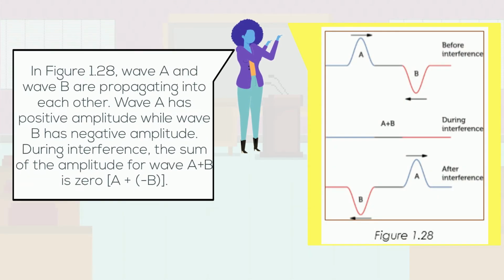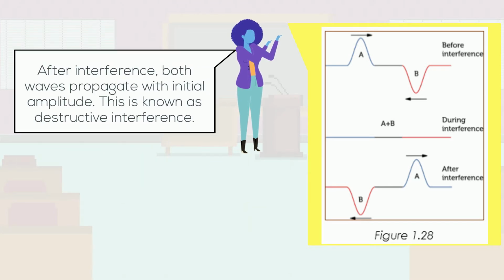In figure 1.28, wave A and wave B are propagating into each other. Wave A has a positive amplitude, while wave B has a negative amplitude. During interference, the sum of the amplitude for the wave A plus B is 0. After interference, both waves propagate with initial amplitude. This is called destructive interference.